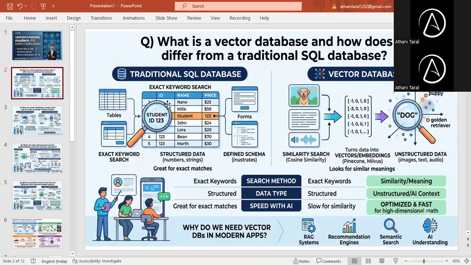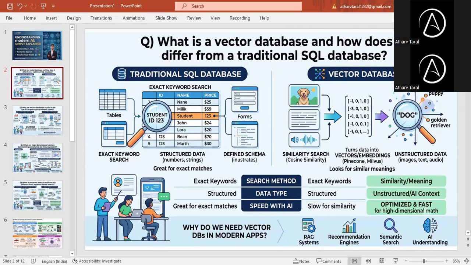Here, our first question is: what is a vector database and how does it differ from traditional SQL databases? That is a great question. To understand vector databases, we first have a look at how we usually store data. In traditional databases, we store things in tables, rows, and columns. It is great for exact matches, like finding a student with a specific ID or a product with a certain price. It works on structured data, so it is very good.